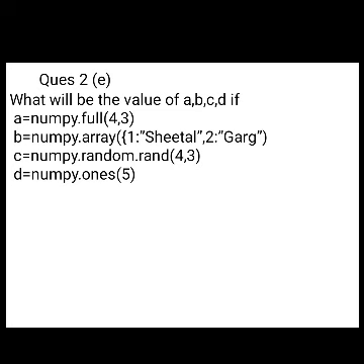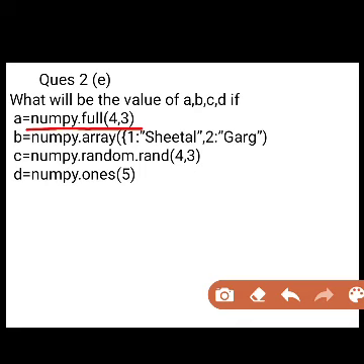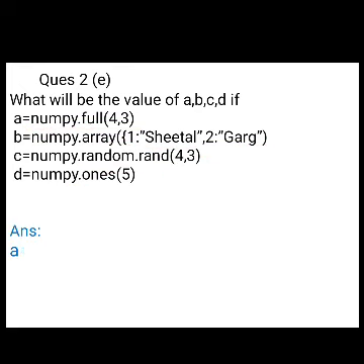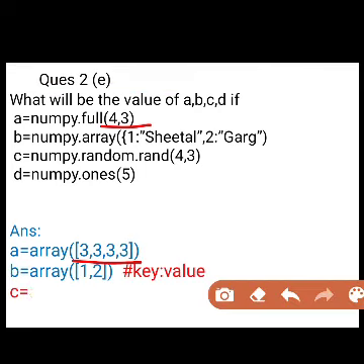Next question, question second, E part. What will be the value of A, B, C, D if A is equal to numpy dot full 4, 3. So students, these are the 4 statements given. Now how will this array be created? For the full function, it will always create the array having 4 elements and 3 values.